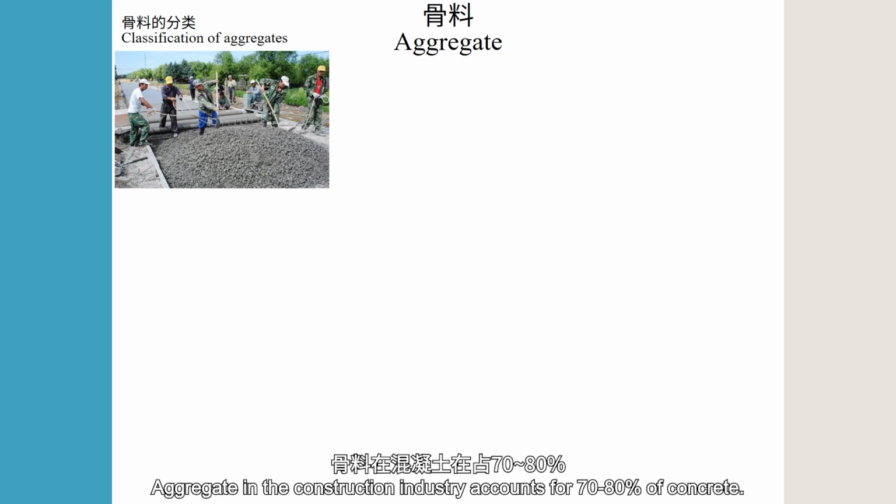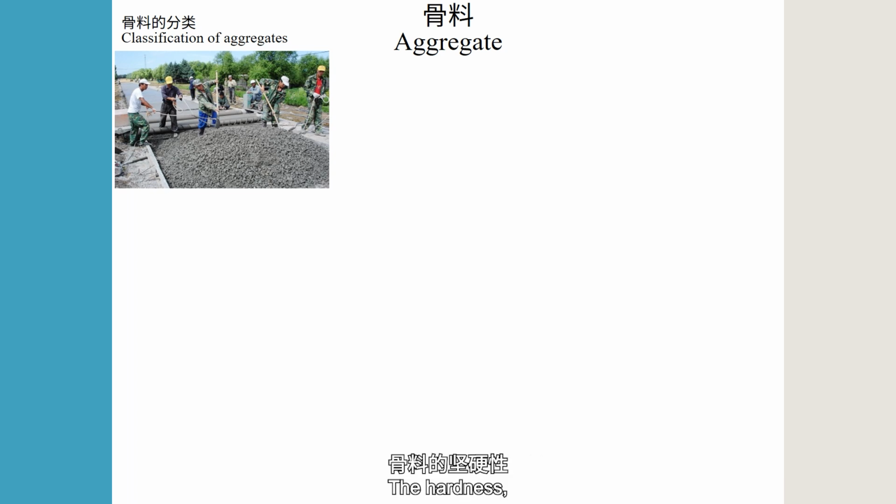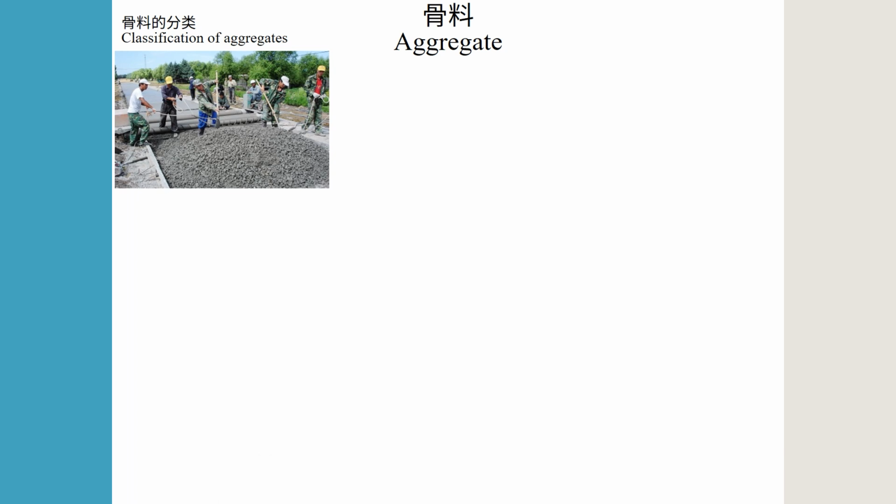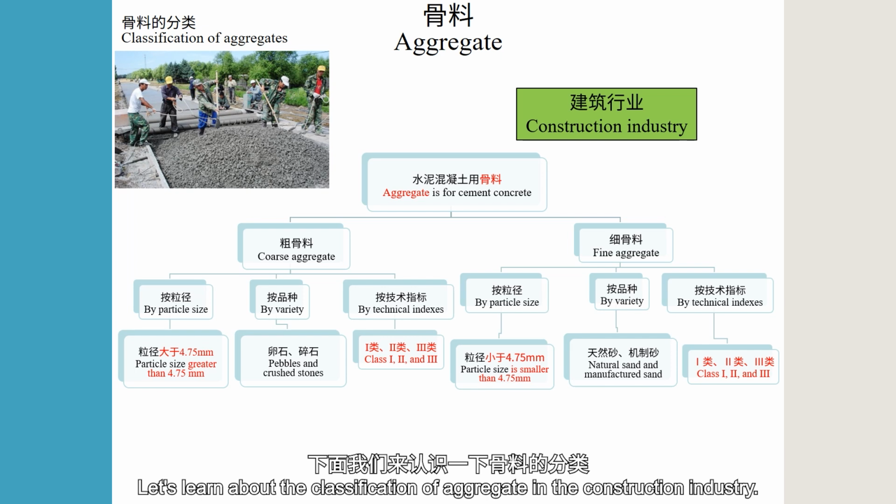Aggregate in the construction industry accounts for 70 to 80% of concrete. The hardness, particle size, shape, scale between coarse and fine aggregates, and impurity content have a great impact on the properties of concrete. Let's learn about the classification of aggregate in the construction industry.